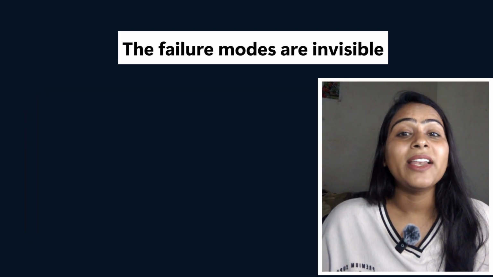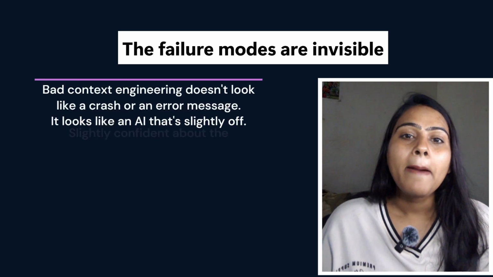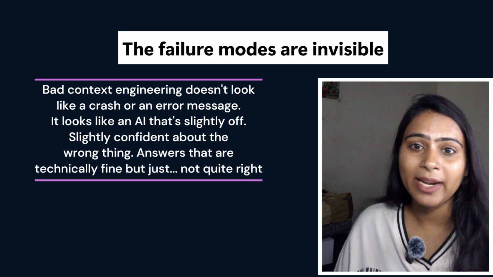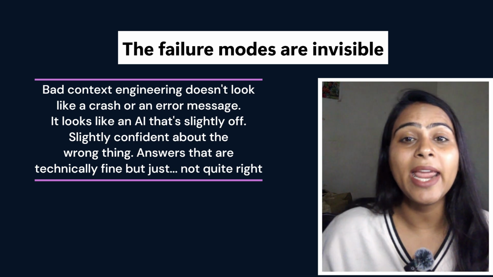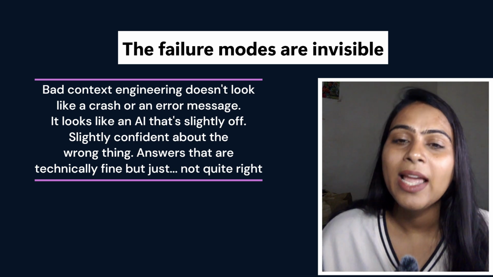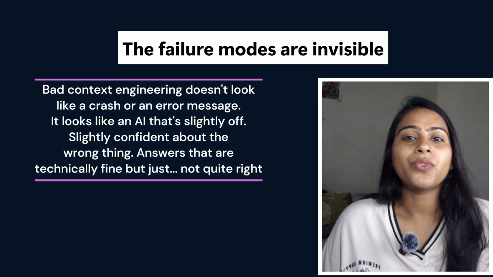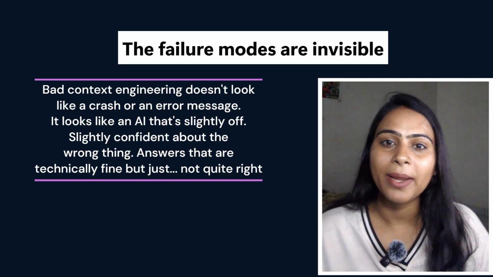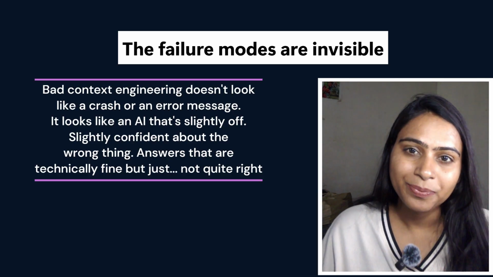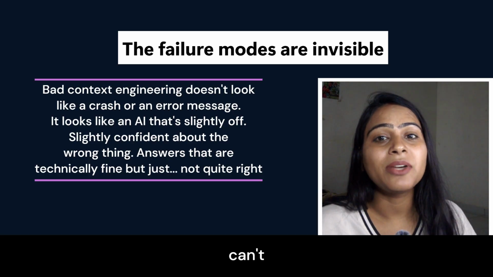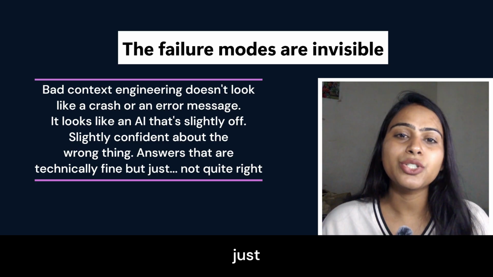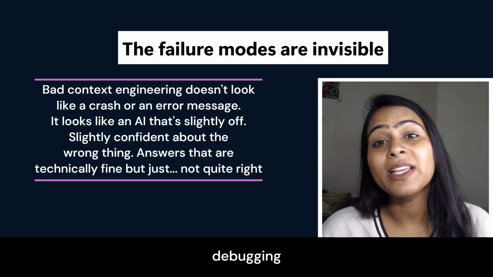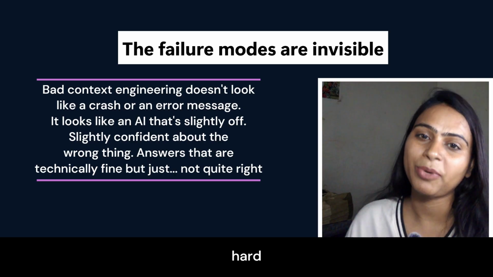Second, failures are invisible. Bad context doesn't look like a crash. There is no error message. It looks like the AI is just slightly off. And it sounds too confident, but it's wrong. Answers are technically okay, but they are not useful. And users can't explain what's wrong. They just stop trusting it. And you spend weeks debugging something that you can't even reproduce properly.